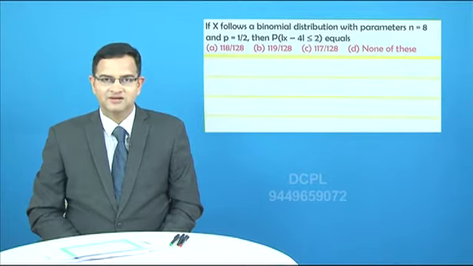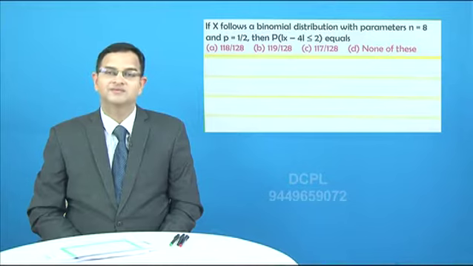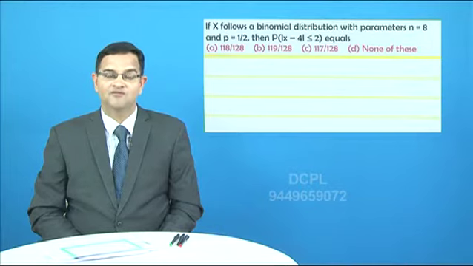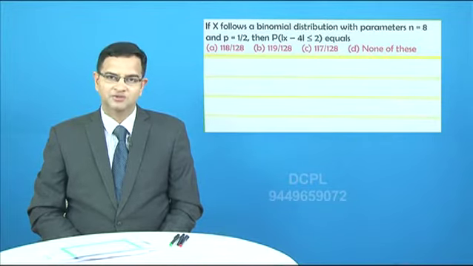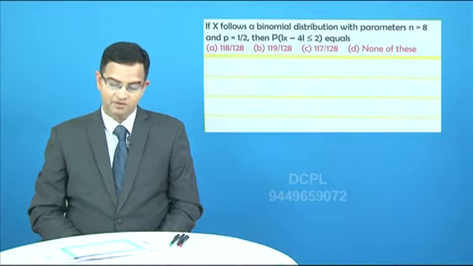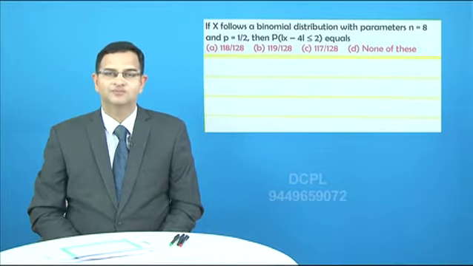p represents the probability of success. q represents the probability of failure. In this particular case, the probability of success is half, which implies the probability of failure is half too. We are supposed to find the probability of |x - 4| ≤ 2.